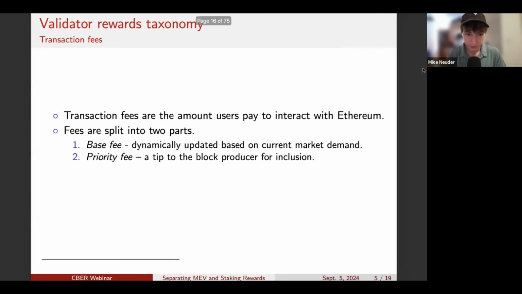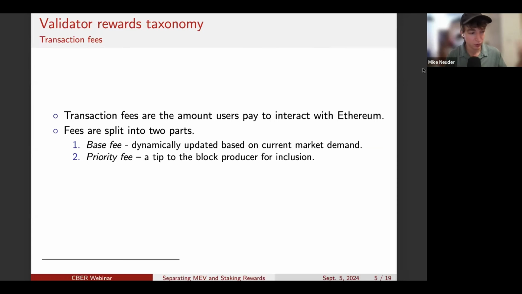And then the priority fee is the second component here, which is beyond the base fee, beyond this posted price. I also can optionally tip the block producer for inclusion. So the flow here is I'm a transaction originator. I type up how much I'm willing to pay on my laptop.